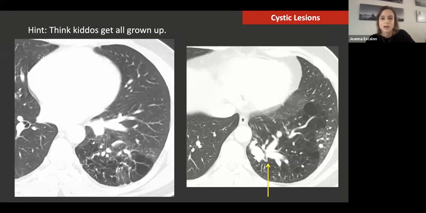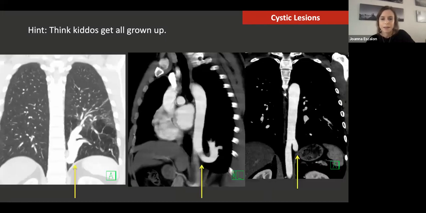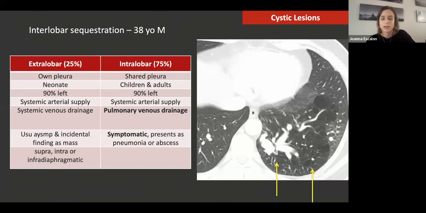Now, this is also a congenital lesion of sorts, but we usually see it when the kid is all grown up. And I have the arrow sign as a clue. Here's another image. There's a large vessel arising from the aorta, leading to this cystic lesion in the left lower lobe. This is intralobar sequestration, the cystic type.